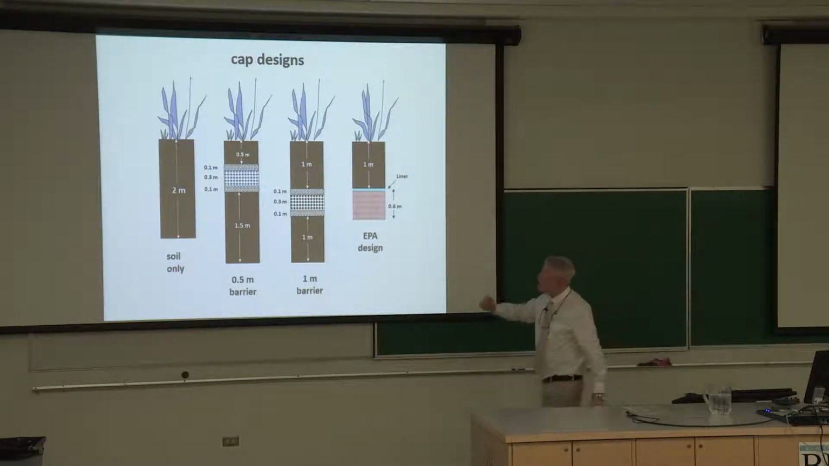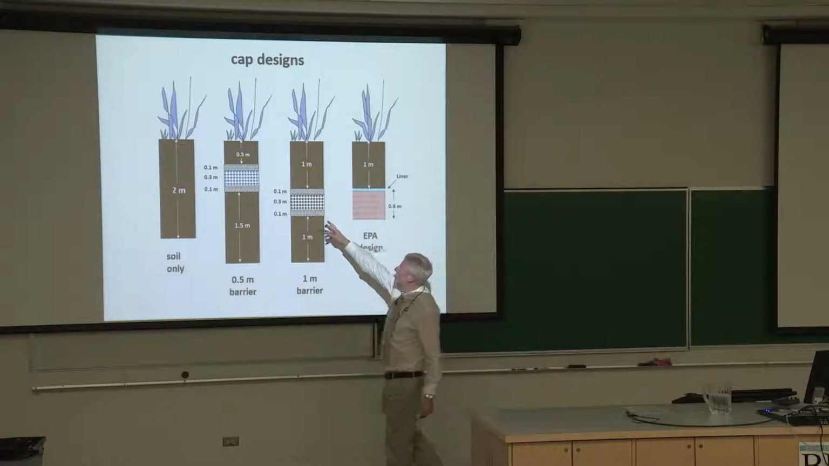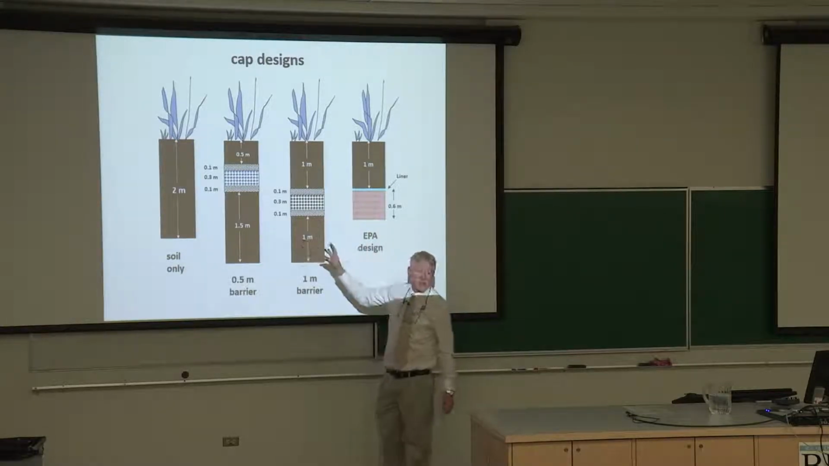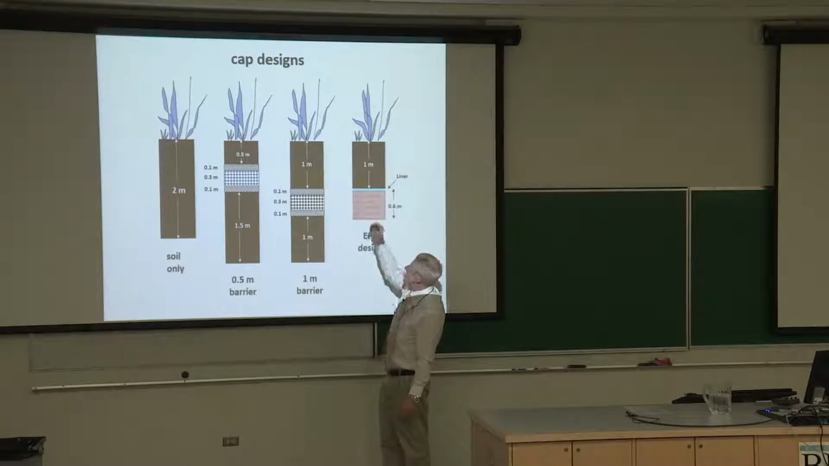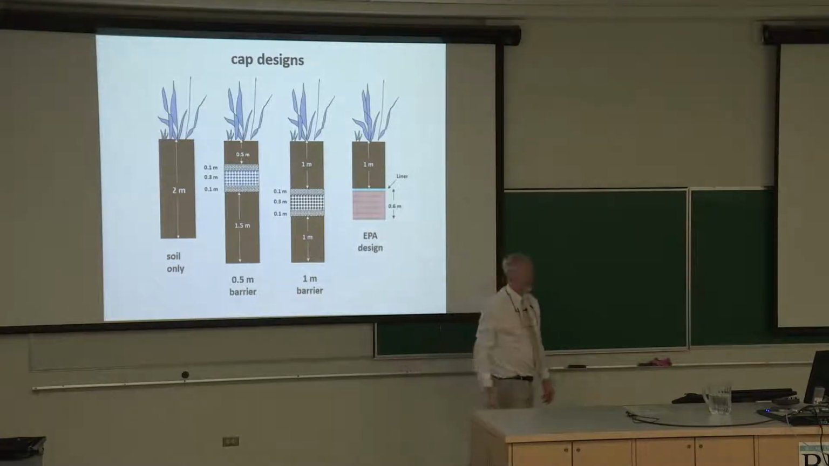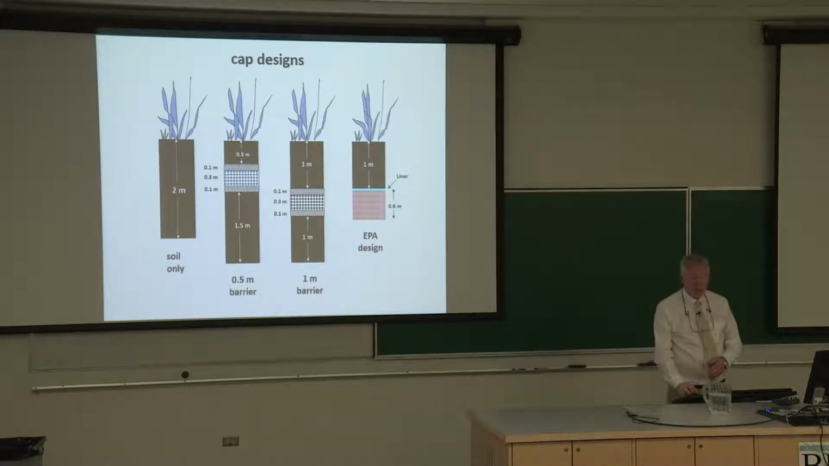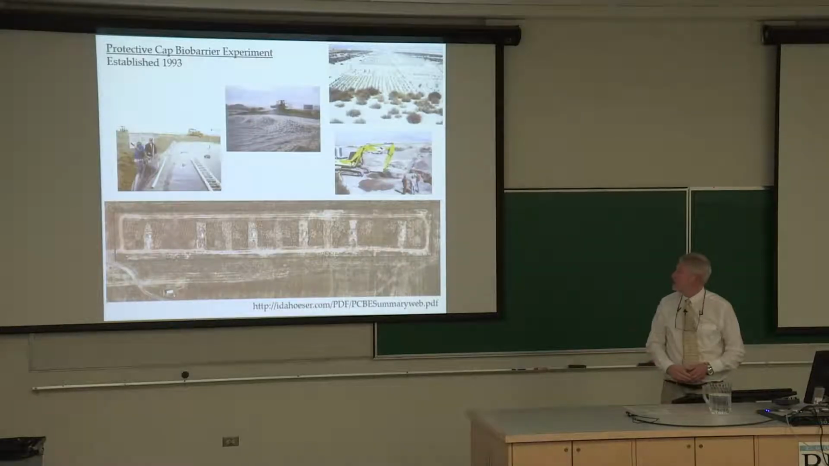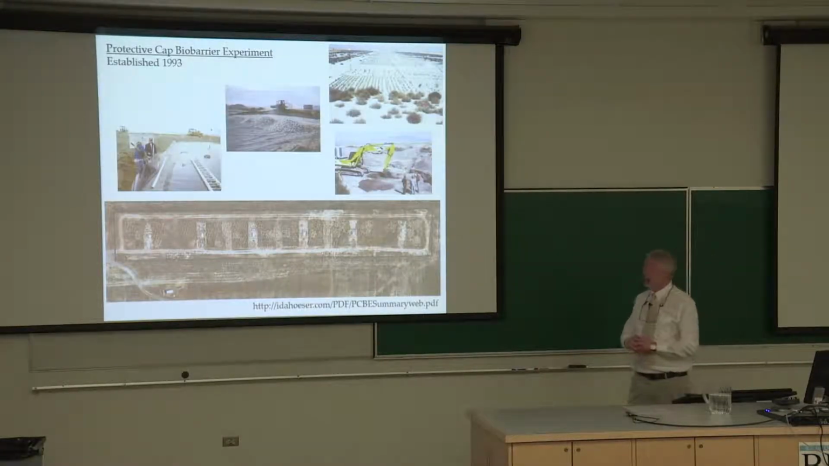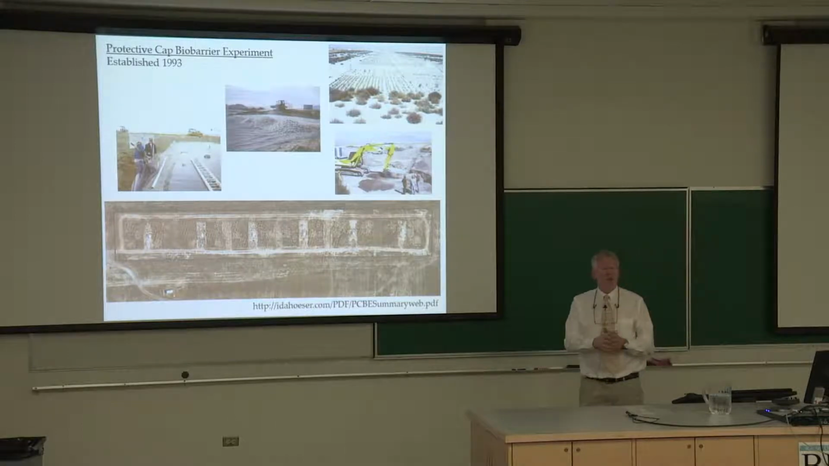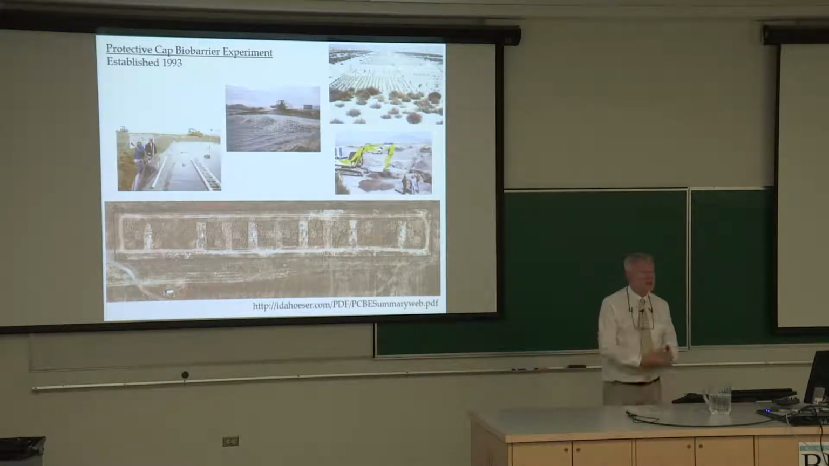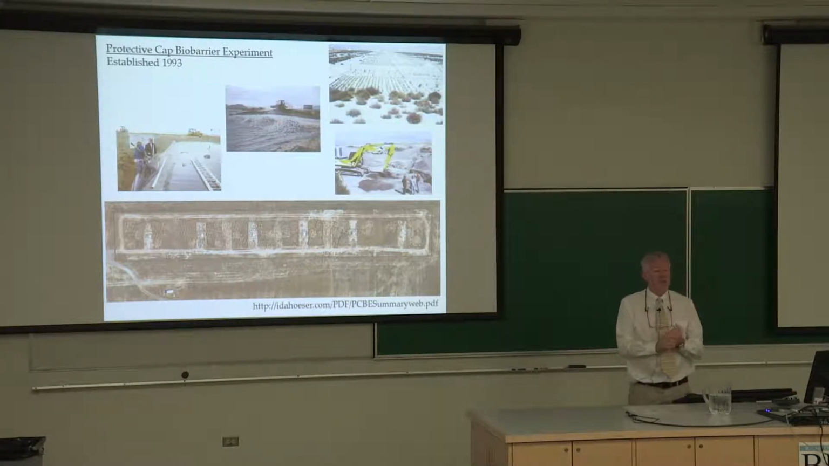So they put in a barrier, the so-called bio-barrier, of cobble and gravel. Various cap designs were tested in this experiment. The EPA design has a liner and a clay layer as well. I thought this was a wonderful opportunity, because it was set up 8 years before I got there, in 1993, and I could see that the soil they used was a subsoil brought in from a distant location with low organic matter. So I can say, here's an 8-year starting point.